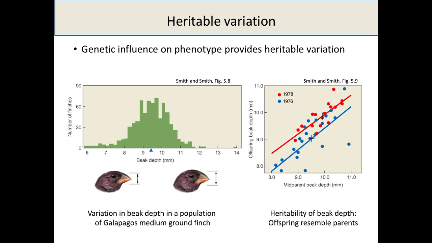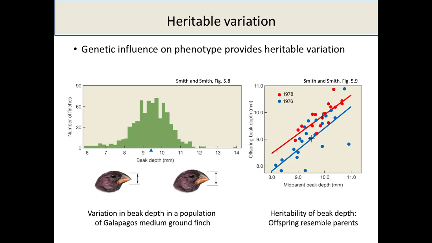Here, the mean value of beak depth is around 9.5, but quite a few of them have 10, quite a few have 9, quite a few have 11, fewer have 8, some have 7, and one or two maybe have 6. So we've got a range in values. We're going to talk a lot more about this in subsequent lectures on statistics. We call this our normal distribution. And any trait you look at will have this range of values.